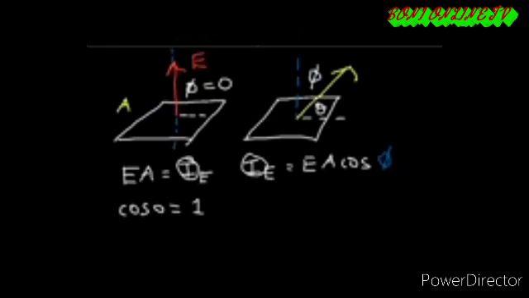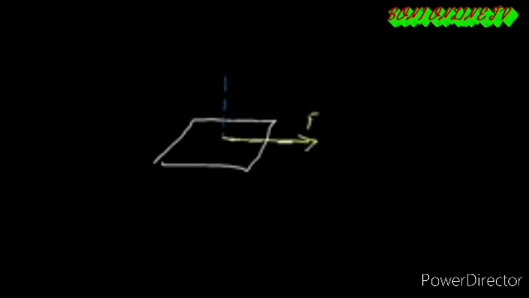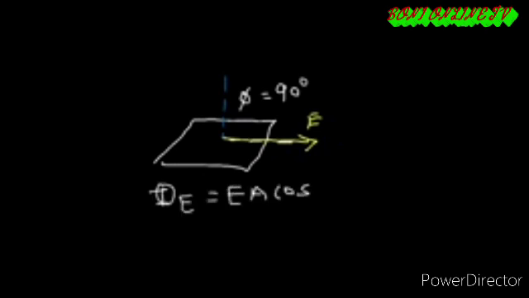Now what happens if the electric field vector is parallel to the surface, or perpendicular to the normal line? So let's say the electric field vector is here. In this case, the angle between the normal line and the electric field is 90. The electric flux is equal to EA cosine phi. Cosine 90 is equal to 0, so the electric flux is 0 in this case.